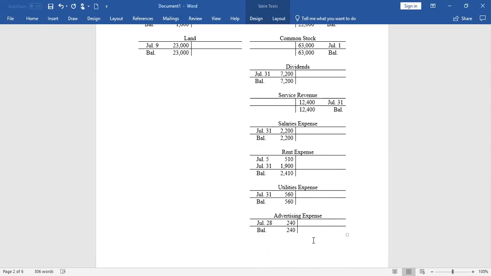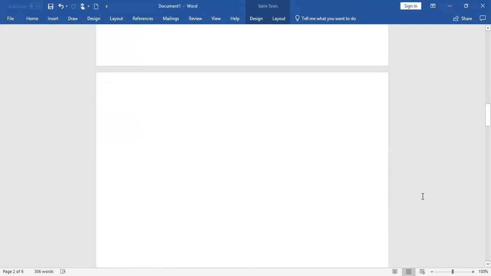Okay, utilities expense, there's only one debit, so that'll be its balance, and the same for advertising. Okay, so now we're complete with the second step. Any type of questions? Okay, guys, I'm going on then to the third step.